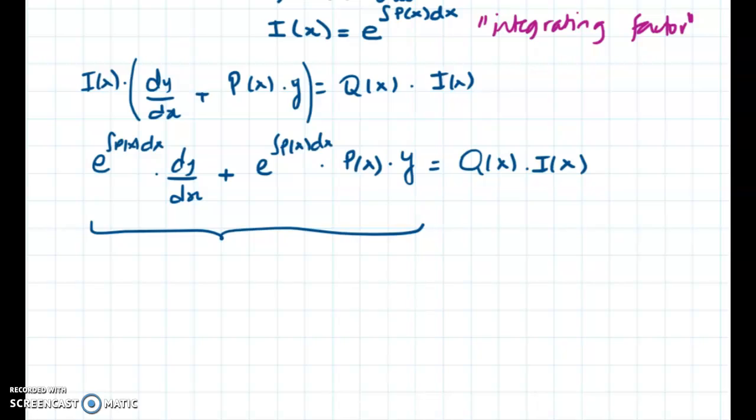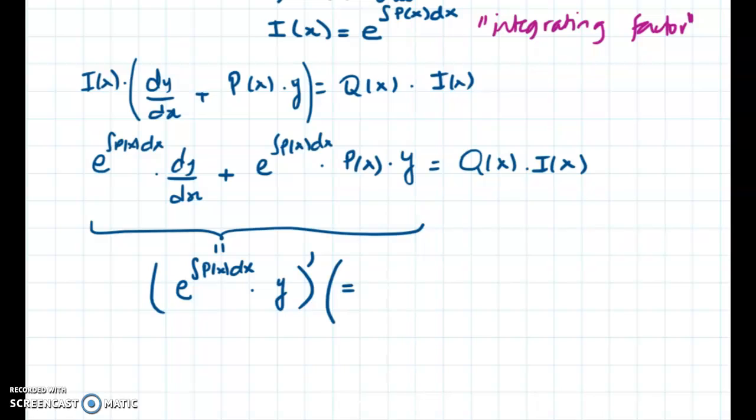So if we have e to the power of the integral of p of x dx, our integrating factor, times y, and we take the derivative, we get what we have on the left-hand side. But let's check this because we need to convince ourselves of this. This is the key point of the method. So if we apply that product rule, the order of the terms doesn't matter.